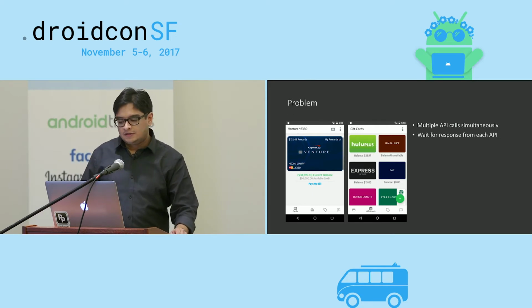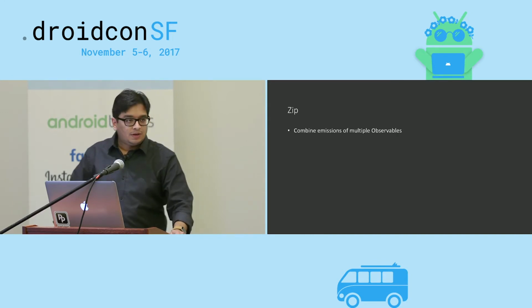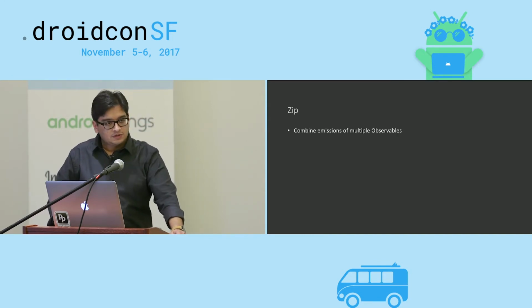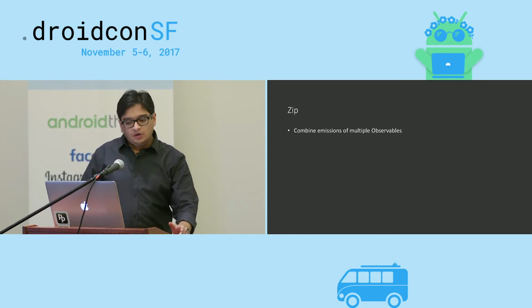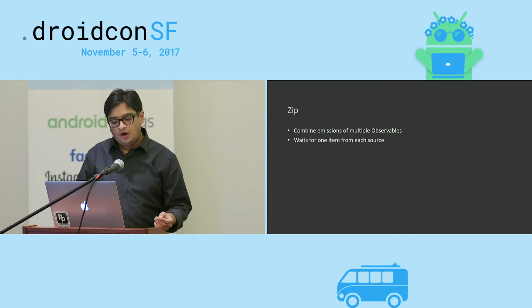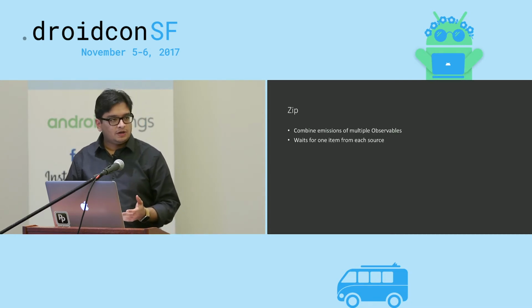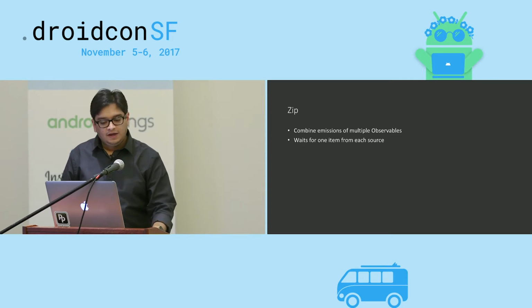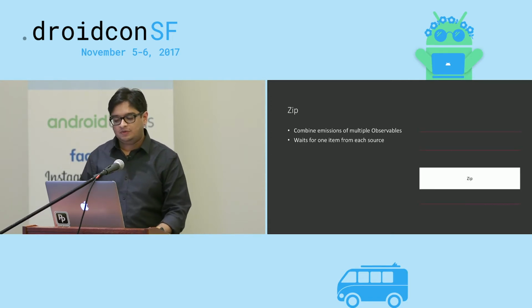But with Rx, there's a very simple operator called zip. What the zip operator really does is it lets you combine the output emissions of multiple sources into one. It waits for an output from every single source. That way you can easily wait for multiple APIs to finish and then eventually apply a transformation to it. So let's look at an example for that.